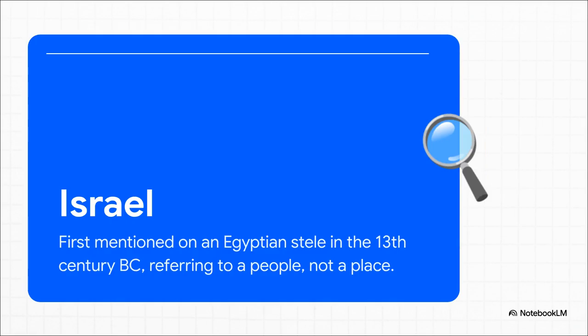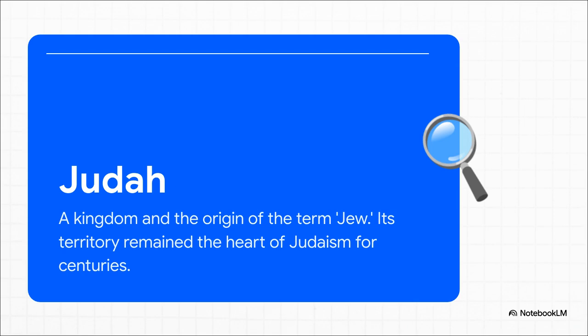So the first known reference we have to Israel is on an ancient Egyptian stone tablet called the Merneptah stele. And what's so fascinating is that it refers to a people, not a place. It was only later that Israel became the name of a kingdom in the region. And right next door was the Kingdom of Judah, which gives us this direct link to modern identity. The name Judah is the actual origin of the word Jew. So even after conquests and exiles, this territory stayed the spiritual heart of Judaism for centuries.